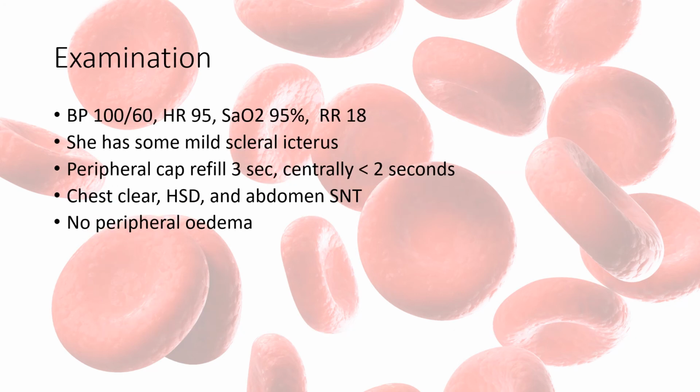So you decide to examine her and you notice that her blood pressure is quite low at 100/60 with a heart rate of around 95 as well. She does have some scleral icterus when you look into her eyes, as well as a reduced peripheral capillary refill, though it is quite normal centrally. Otherwise, her examination is unremarkable with a normal chest and heart sounds, as well as an abdomen that's soft, non-tender, and no evidence of any peripheral edema.